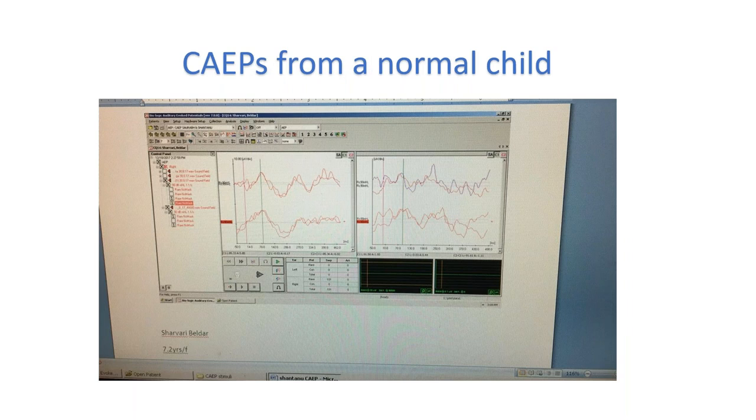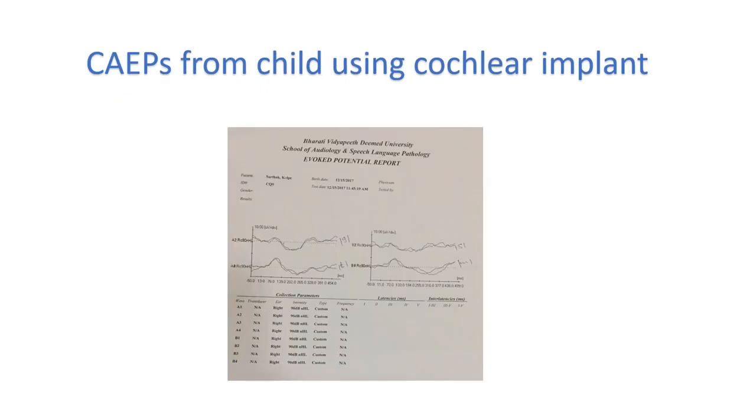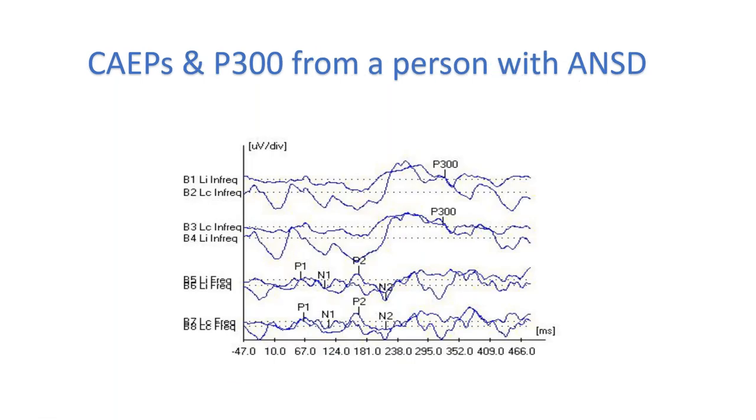This is a cortical evoked potential recorded from a normal child, around a 7-year-old child. And this is cortical evoked potentials recorded from a child using a cochlear implant. Most often I use offline filtering for my cortical evoked potentials. We have used offline filtering here, and you can see a smooth, good peak over here.